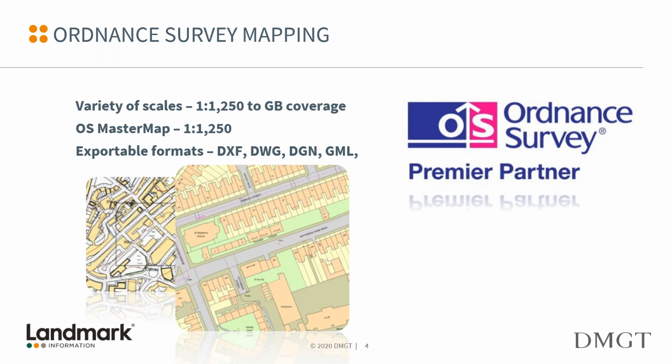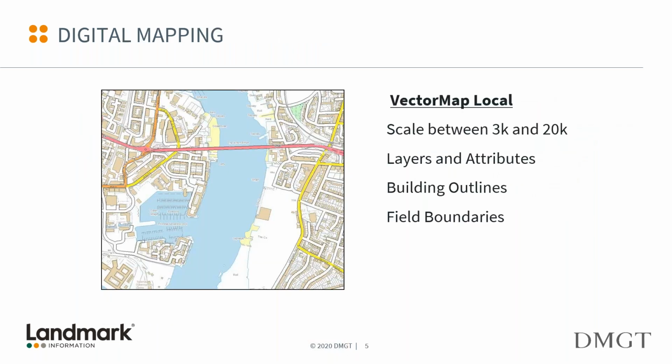Now, for a long time, MasterMap was actually the only vector data set that Ordnance Survey produced. So that's the one that has the full attribute data behind it, which can be viewed within any CAD software. But relatively recently, they changed that, and they brought a data set out called VectorMap Local. Now, this can be purchased through Promap as well. The key thing with this is you've got the ability to scale it between 1 to 3K and 1 to 20K without altering the clarity of the image or distorting some of the data that's in there.